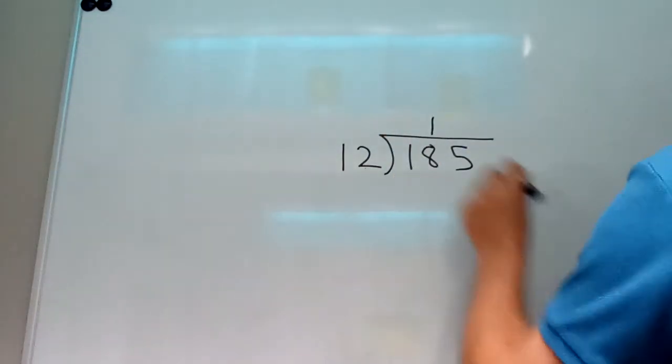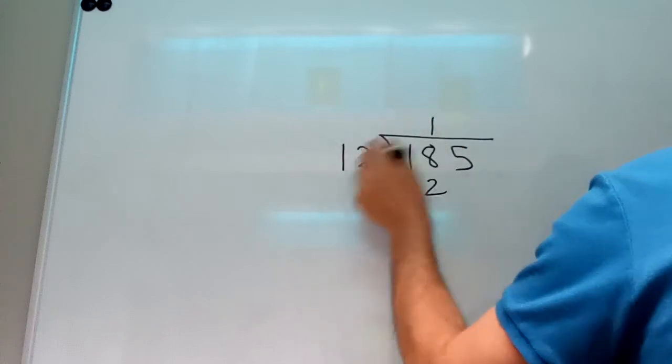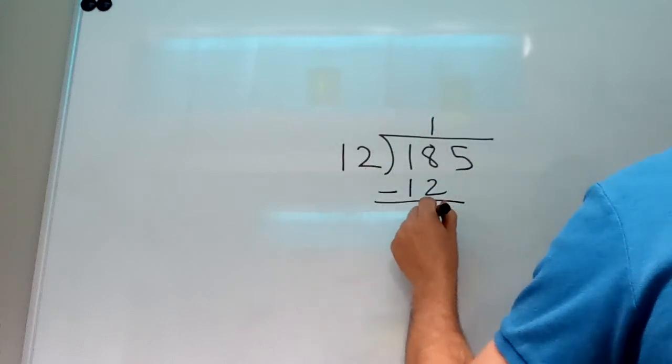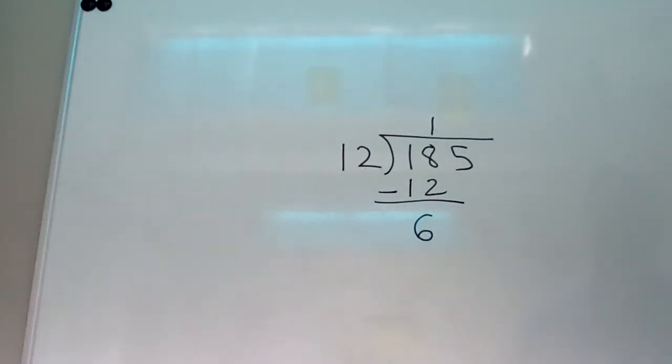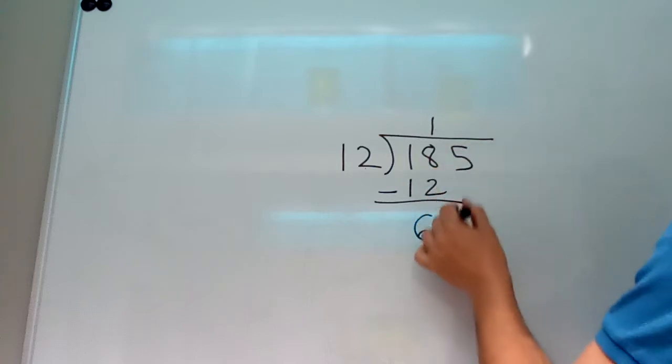So anyway, we're going to 1 time. 1 times 2 is 2, 1 times 1 is 1, so of course 1 times 12 is 12. You're going to subtract, and you're going to get 6. Okay? Now, will 12 go into 6? No, but we've got 5, so we bring down our 5.